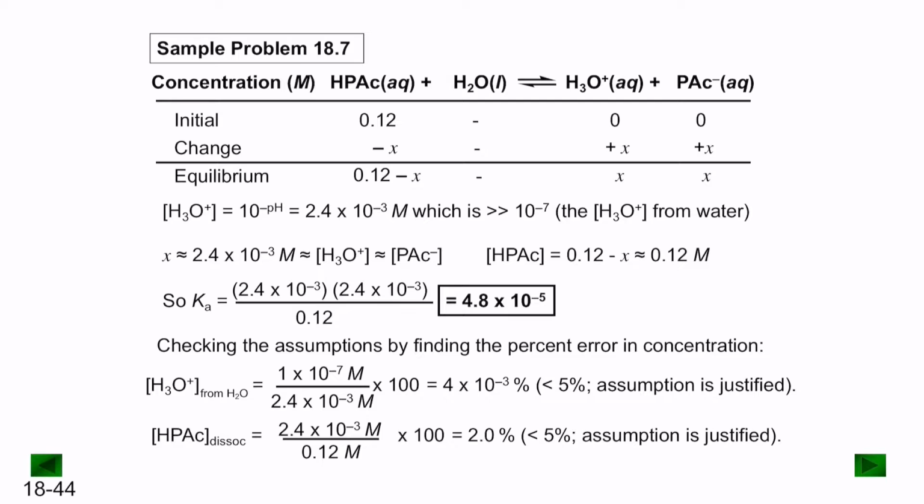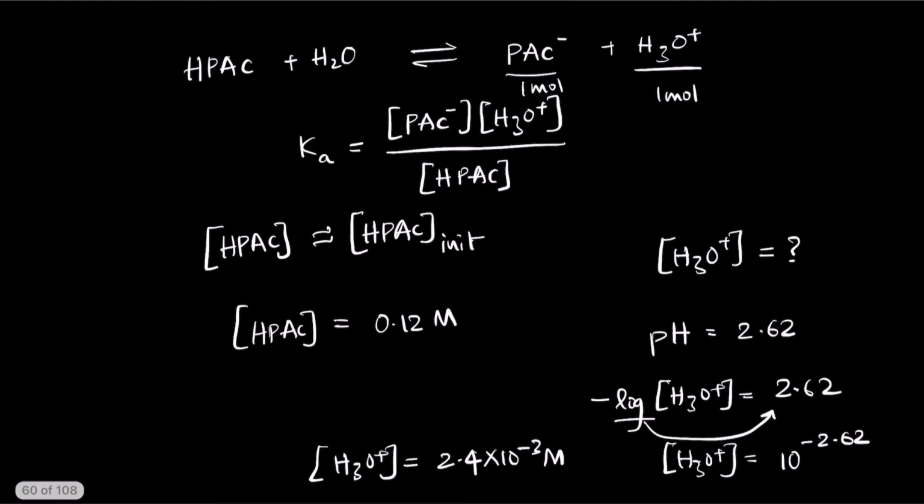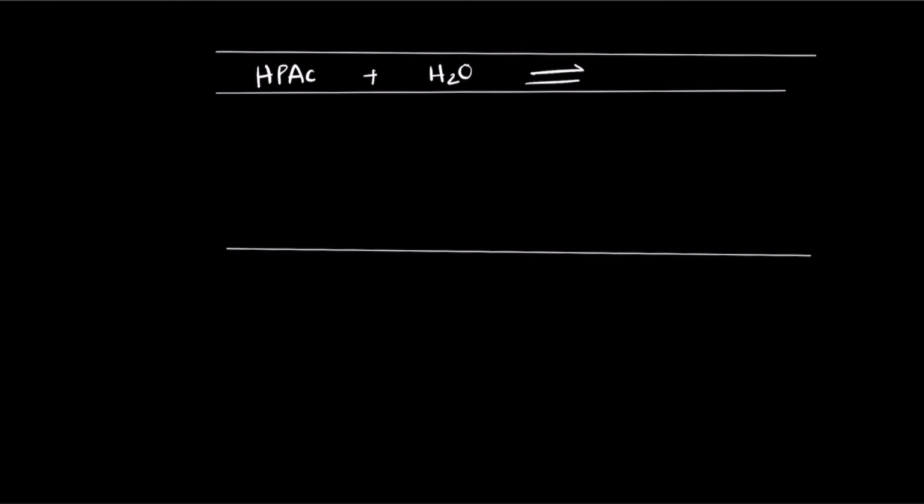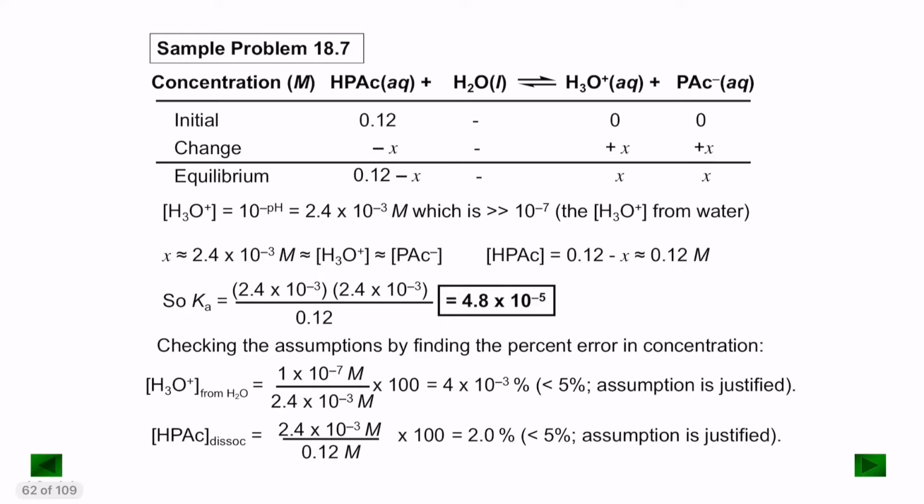Now the value is taken here. So the first thing that we need to do is draw the reaction table. So how would you draw the reaction table? Again, use the same principle that you did in the concepts of equilibrium. So first write down the reaction right here. So the equation is HPAC plus H2O becomes PAC minus plus H3O plus.